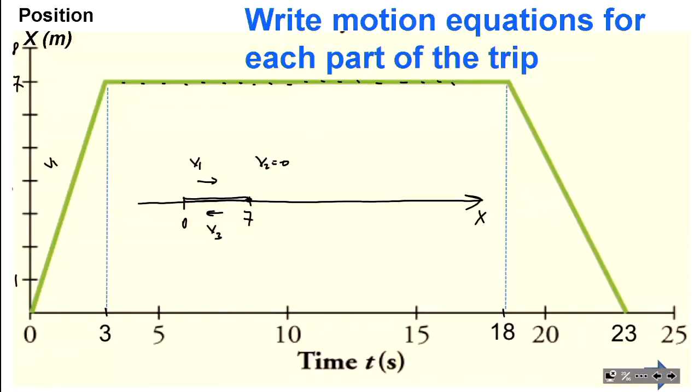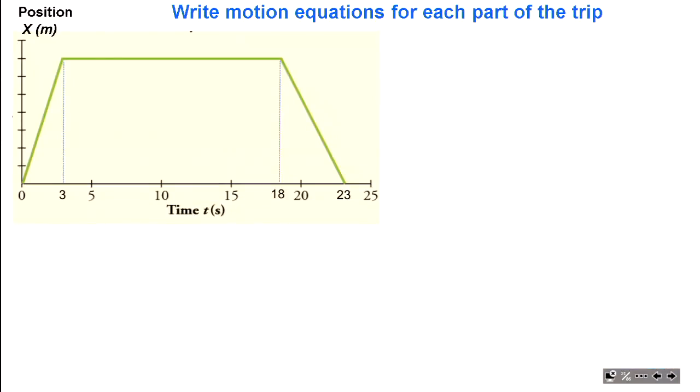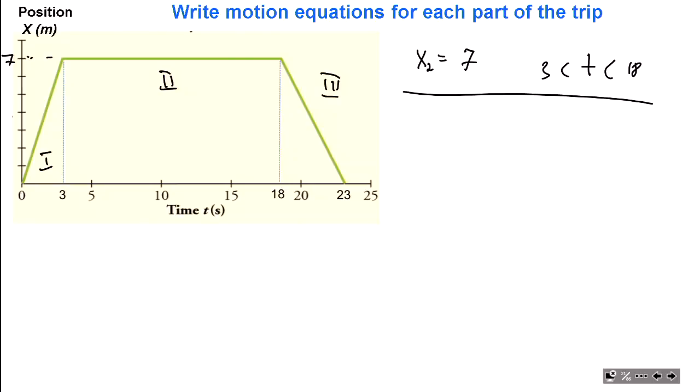Now, equations. Motion 1, motion 2, motion 3. For the motion 2, this is the equation immediately. x equals 7, 7, 7, and so on. That's between t equals 3 and t equals 18. So that's done. That's simple.